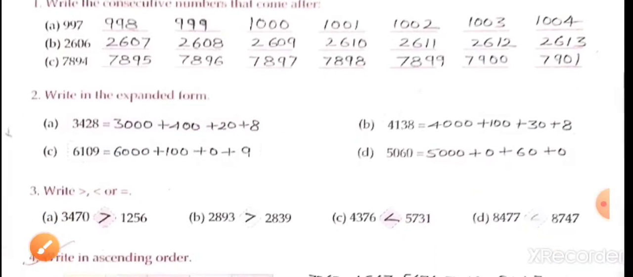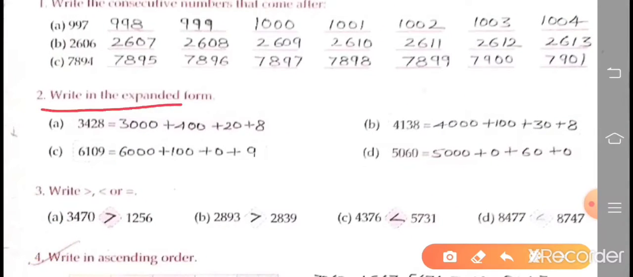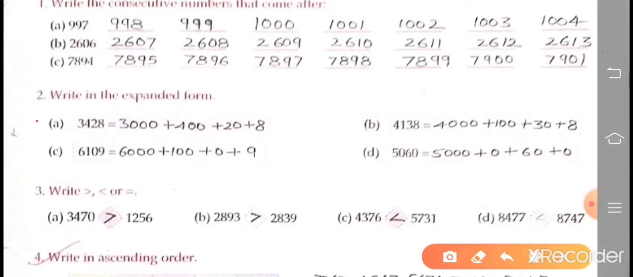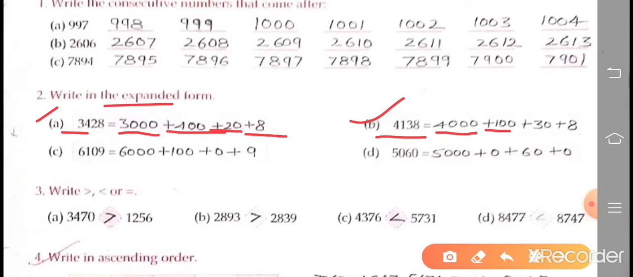Now question number 2, write in expanded form. Expanded form means long form. So we have to write the number in a long form, that is, expanded form. A part, 3428. So write 3000 plus 400 plus 20 plus 8. Okay. Now B part, 4138. So long form, 4000 plus 100 plus 30 plus 8.